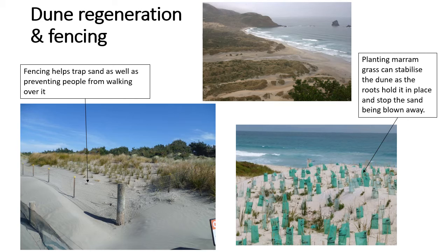Also, in kicking and moving the sand around, it can lead to more and more wind erosion on that dune and it disappearing. We've come across the idea of marram grass before. It can stabilize the dune as the roots hold it in place and stop the sand being blown away. As you can see there, with all those little tubes protecting the grass, this has all been planted. So there are two things we can do to protect sand dunes: put in fencing and plant marram grass all over it in order to stabilize it and hold it together more.